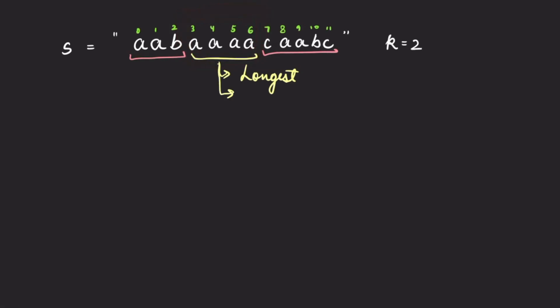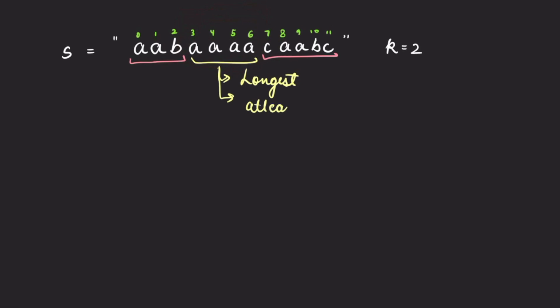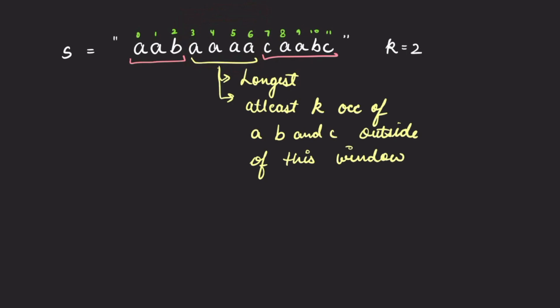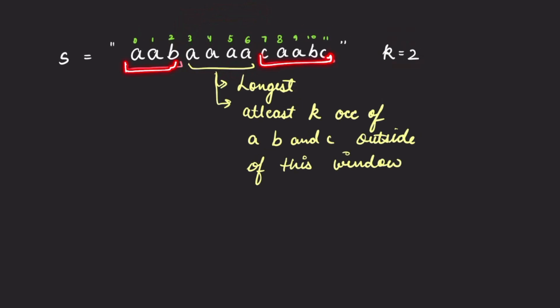And the other thing is, this window should be such that there are at least k occurrences of A, B, and C outside of this window, right? In these, we wanted at least k occurrences of ABC, right? So this window should be the longest, and it should be such that there are at least k occurrences of A, B, and C outside of this window, that is here and here.